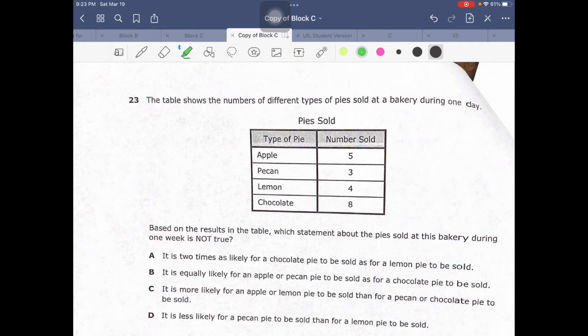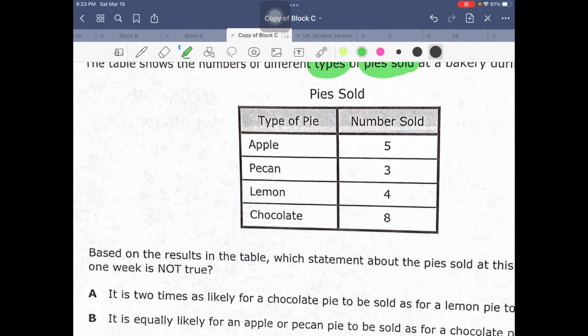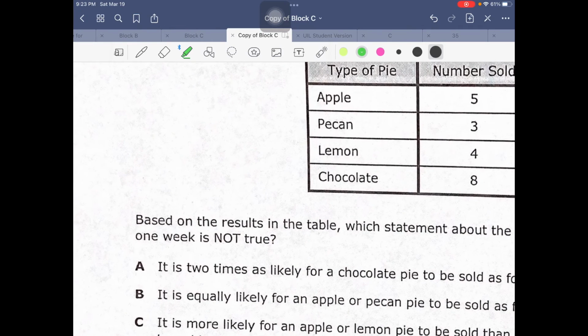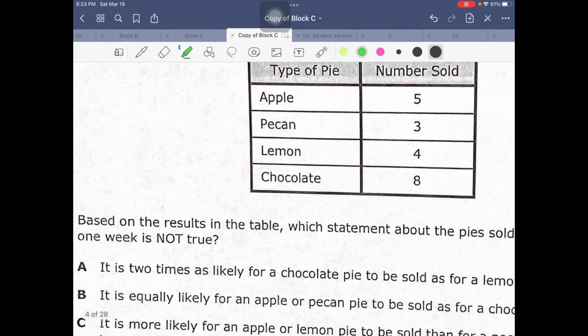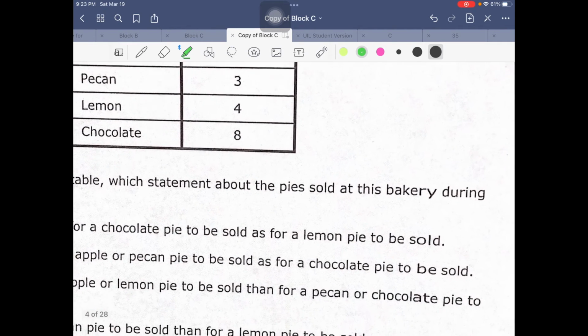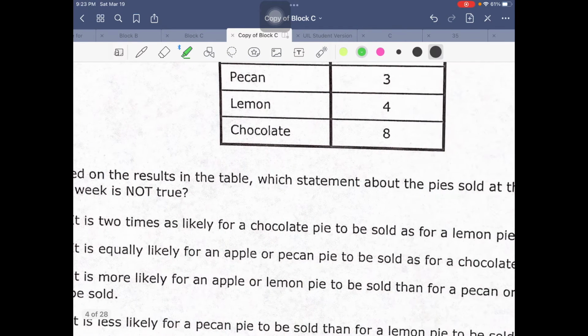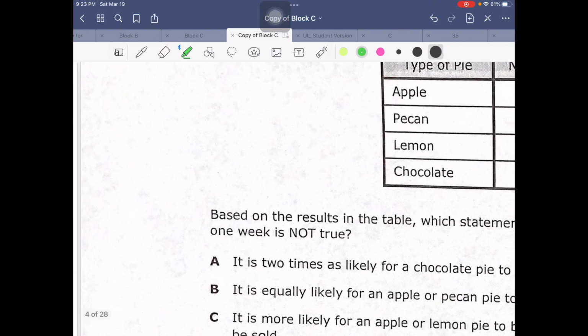The table shows the number of different types of pies sold at a bakery during one day. These are the pies that were sold during one day. Apple pie, pecan, lemon, and chocolate pies. These are the ones that were sold. Based on the results in the table, which statement about the pies sold at this bakery during this 1 week is not true?